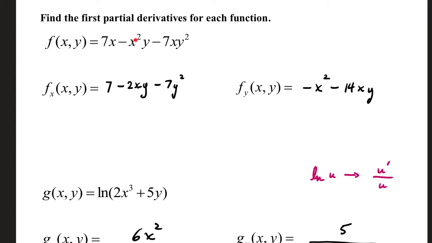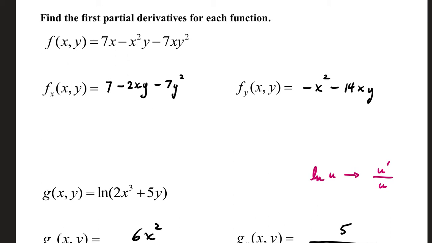The derivative of x squared is 2x, so we'll have negative 2xy. The derivative of x is 1, so we'll have negative 7 times 1 times y squared. Those results give you the first partial derivative with respect to x.